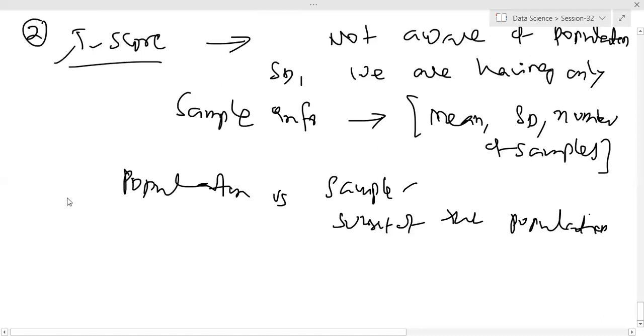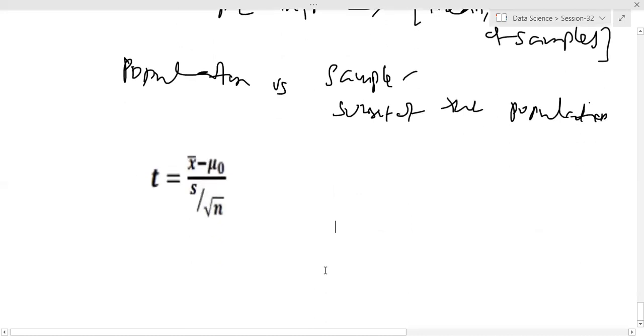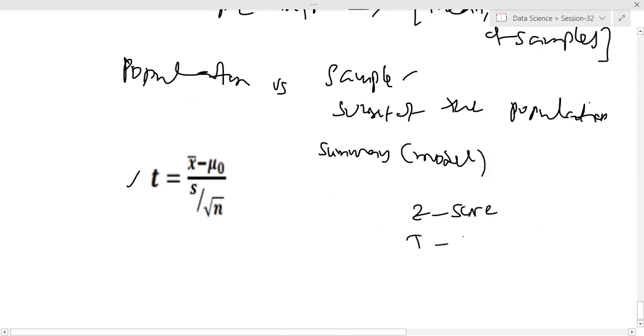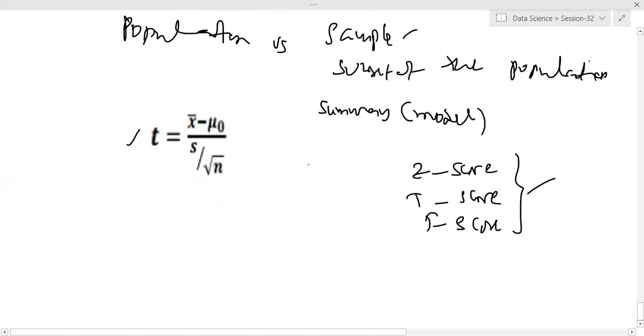Now let me give you this formula. As mentioned earlier, you need not worry about the formulas and all. Obviously, Python provides this kind of summary statistics. You can directly refer to the t-score there. If I'm making the summary of my model, obviously I'll be getting my Z score, my t-score value or F score. All these things are automatically referenced by Python.